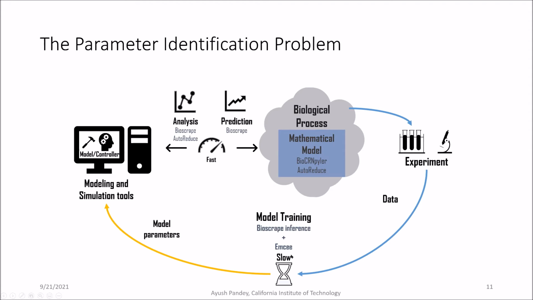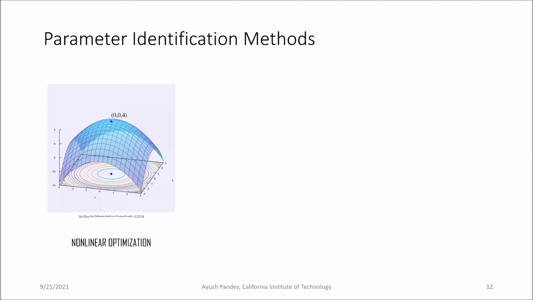This is also the part which is slow, because we are identifying parameter values or parameter distributions given the experimental data using Bayesian inference, which could take a very long time to converge. But there are other methods for parameter identification. The first is nonlinear optimization, which is when you try to optimize the nonlinear dynamics of your model and find out exact parameter values that maximize or minimize the cost function.